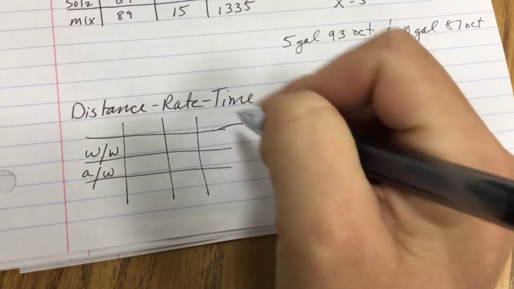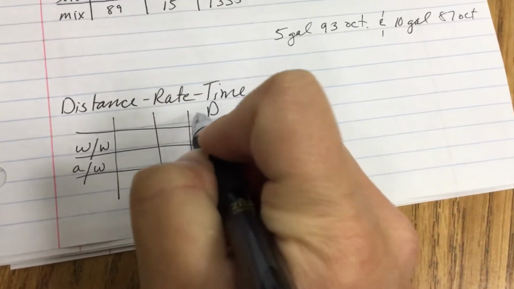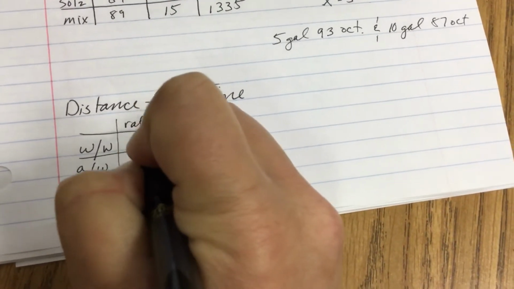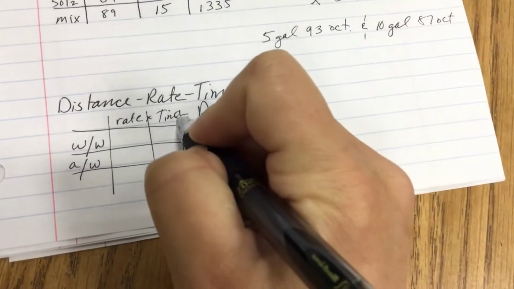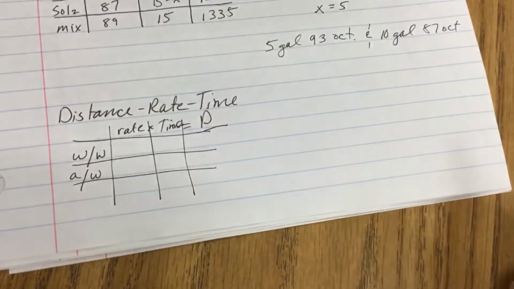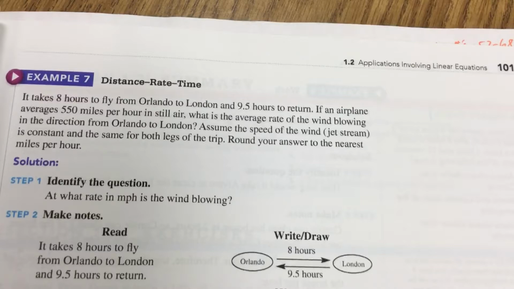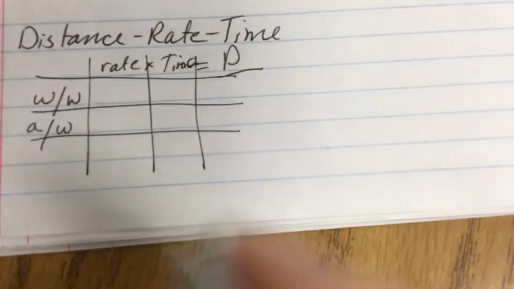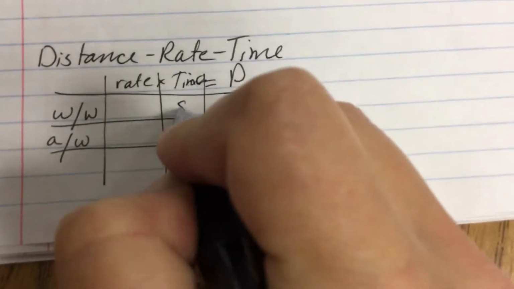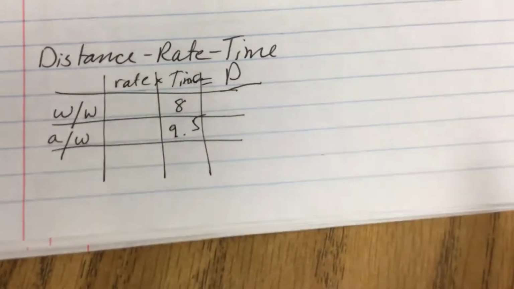And we know that distance equals rate times time. Those are the bits of information I'll have. Okay, so let me go back to my problem here. It takes 8 hours and it takes 9.5 on the return. So 8 hours is quicker than 9.5. So 8 hours must be with the wind and 9.5 hours must be coming back.